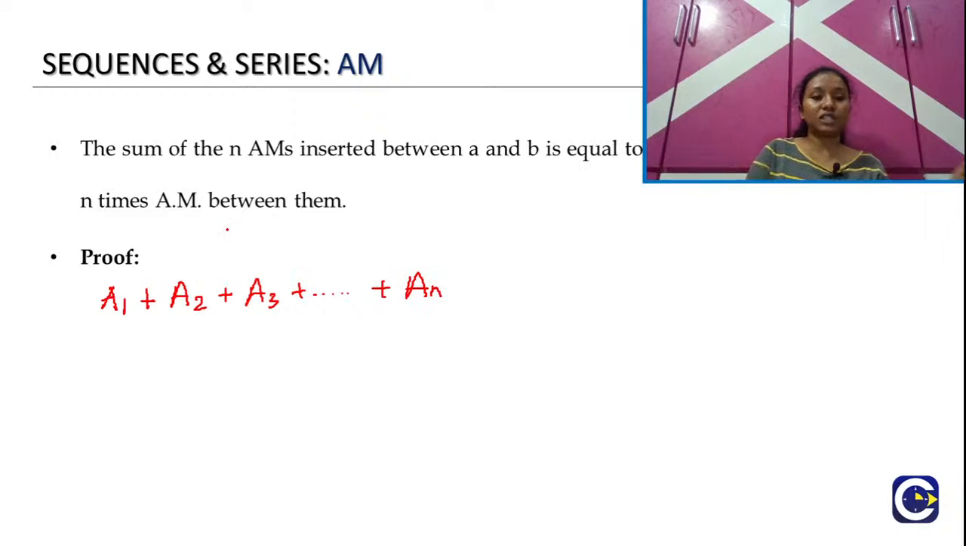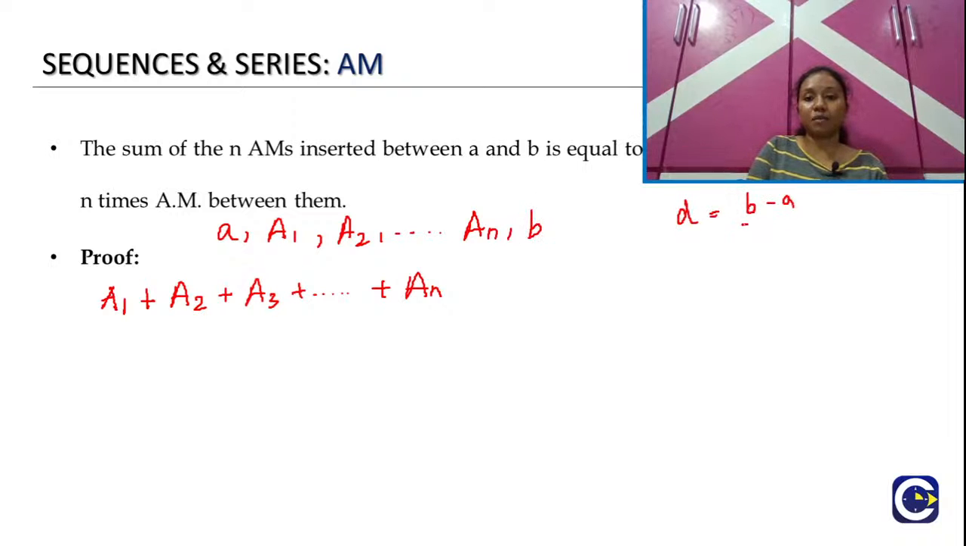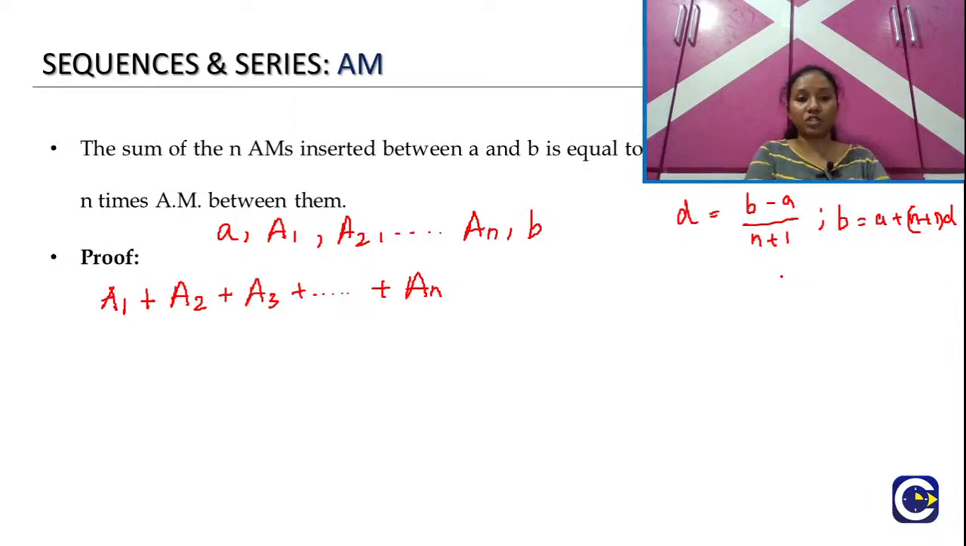So our sequence right now is a comma A1, A2 and so on An, b, and the common difference d equal to b minus a by n plus 1, and b last term equal to a plus n plus 1 into d, and total number of terms will be equal to n plus 2. But here the question is we have to find the sum of these n arithmetic means. That means capital A1 plus capital A2 plus capital A3 and so on until capital An. So you have to find this value.